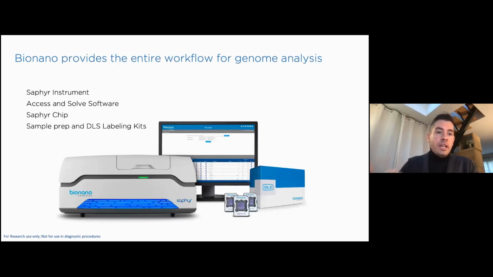So we provide the entire workflow for the genome analysis of a cancer sample that includes this Sapphire genome imager, which will scan the DNA, the chip on which the nanochannels are engraved, the chemistry to extract and label the DNA, and of course the software, the Access software I just showed you, and that is free and that you can download directly from our website. We also provide datasets if you want to play with.